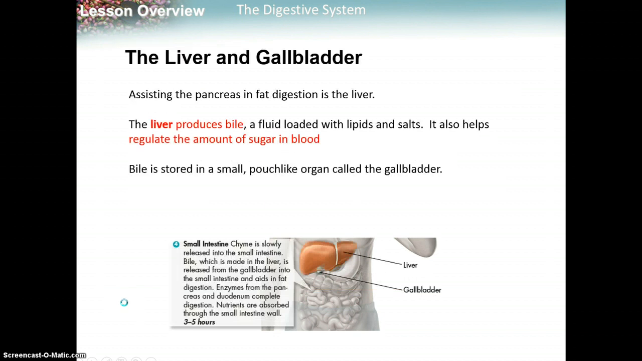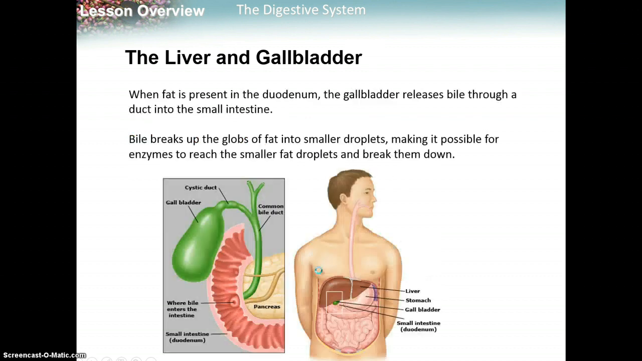Other accessory organs for the digestive system are the liver and gallbladder. The liver is this major big organ right here that produces bile, a fluid that's loaded with lipids and salts. The liver also helps regulate the amount of sugar in the blood. We're going to see in the next slide what bile does, but bile is going to be stored in a little pouch-like organ called the gallbladder. So let's look at that right now.